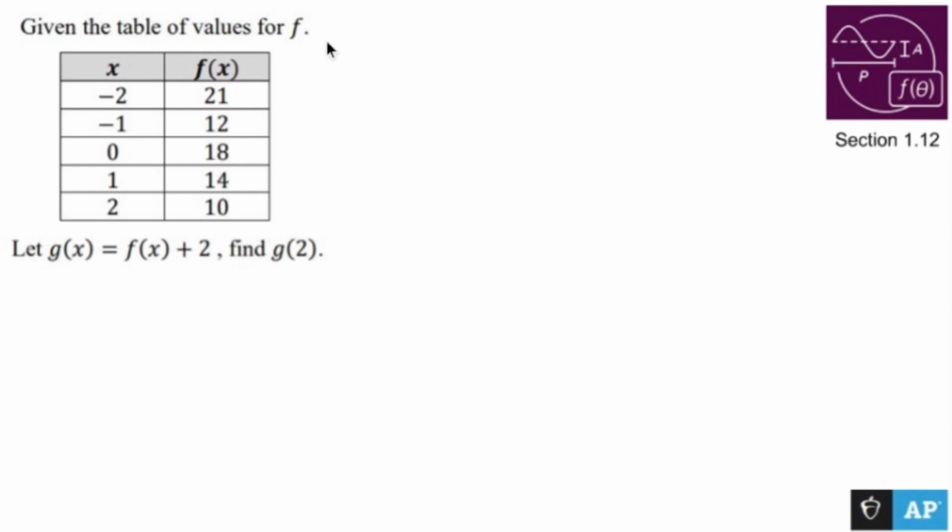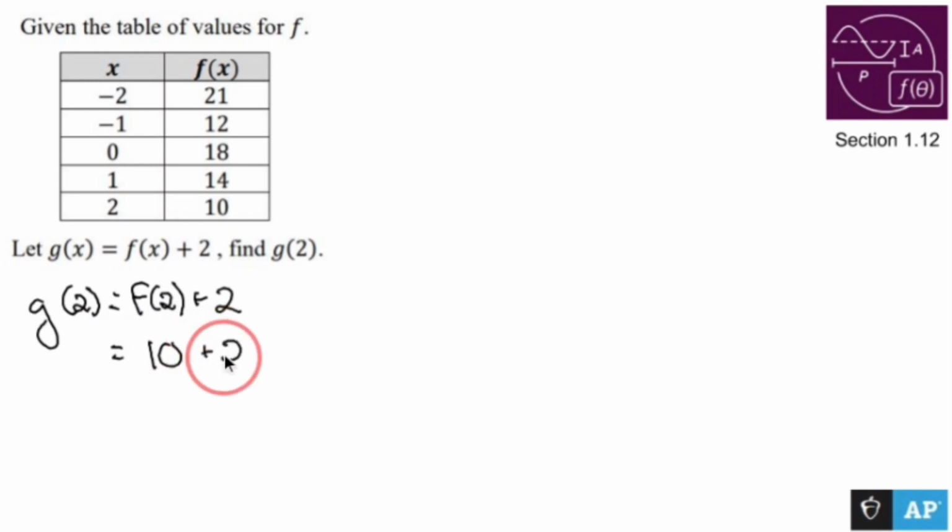Given the table of values for f, let g of x equal f of x plus 2, and then find g of 2. All right, so if g of x equals stuff, then g of 2 means replace every x with 2. So f of 2 plus 2. What's f of 2? Oh yeah, up here. When x is 2, f of 2 is 10. So let me replace f of 2 with 10. And 10 plus 2, let me get out my calculator, is 12. So g of 2 is 12.